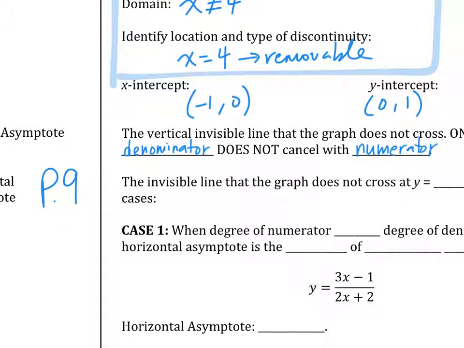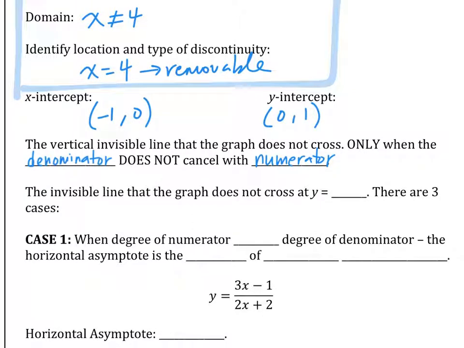We're going to look at horizontal asymptote. There are three cases, but let's kind of talk about what horizontal asymptote is. It is an invisible line that the graph does not cross, and it's going to be y equals a number because it's horizontal. Now, the thing about horizontal asymptote is it does not cross outside the origin, but near the origin, sometimes it does cross. So don't be alarmed if your point is exactly on the horizontal asymptote.